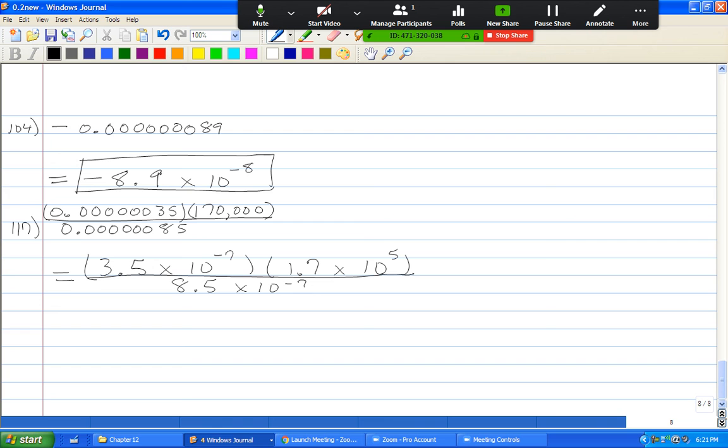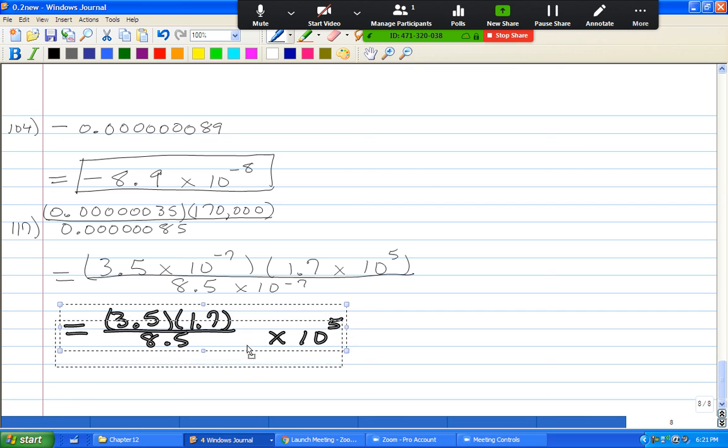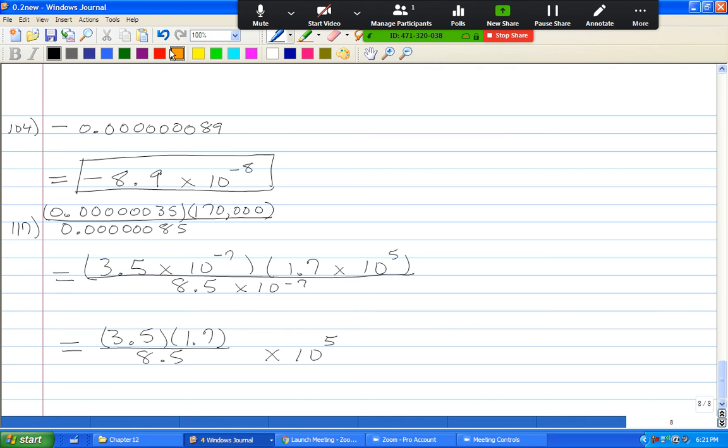So first notice that let's just do 3.5 times 1.7 over 8.5. So only the numbers without the exponents times 10 to the power. Well, let's figure that out. Well, the 10 to the negative 7s cancel, so this is just 10 to the 5. First off, 8.5 divided by 1.7 is 5.